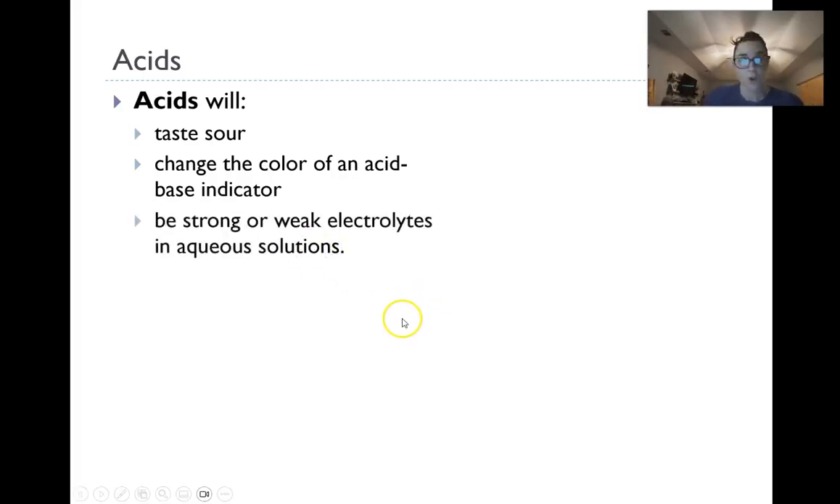They are also strong or weak electrolytes in aqueous solutions. So a lot of the times acids dissociate into water and then they can conduct electricity. So they are strong or weak depending on the nature of the acid.